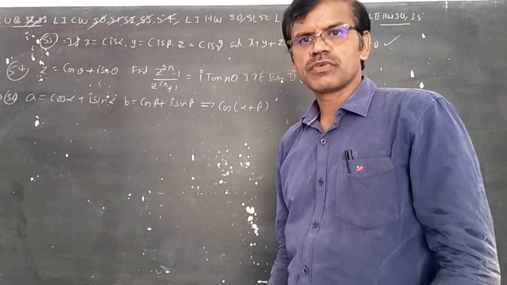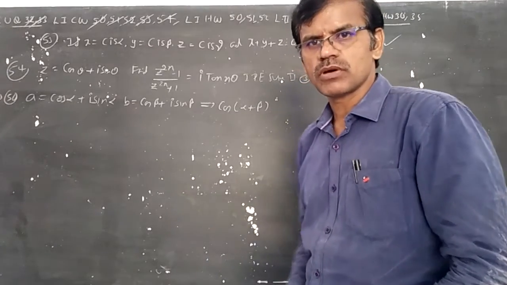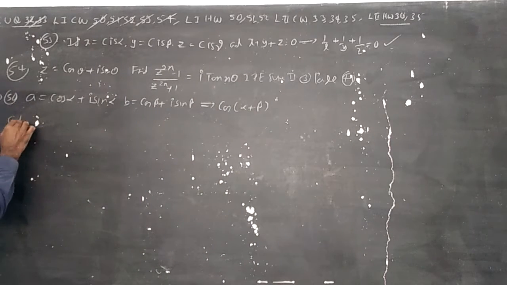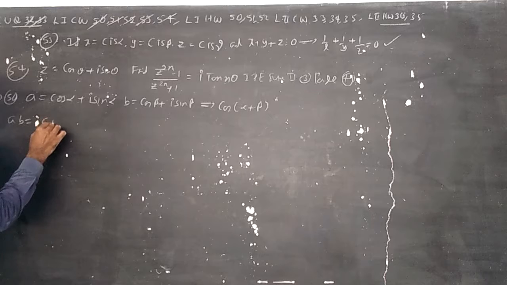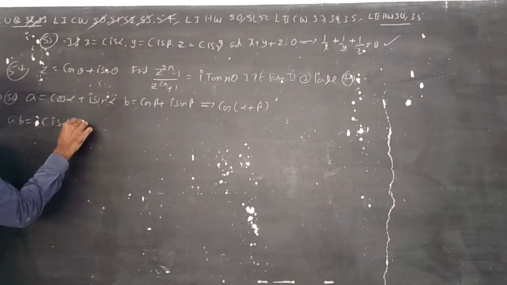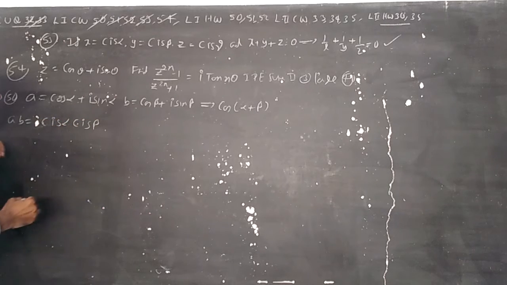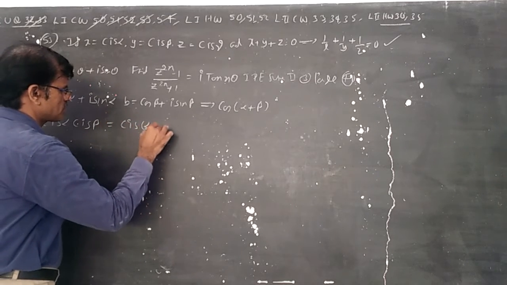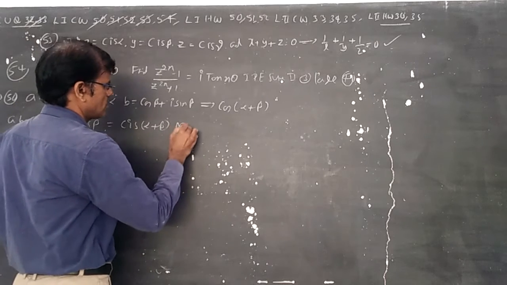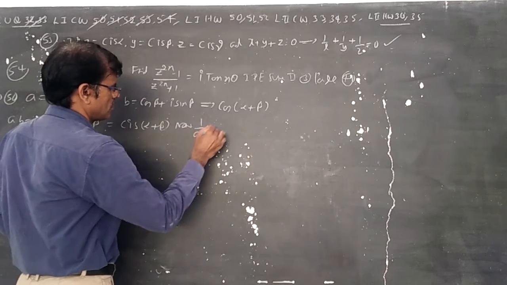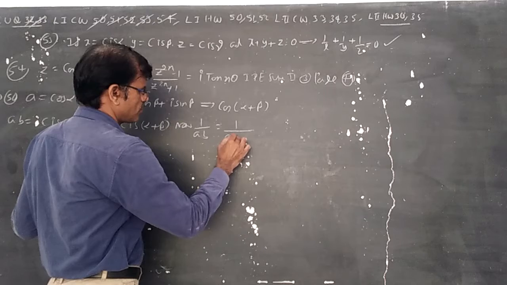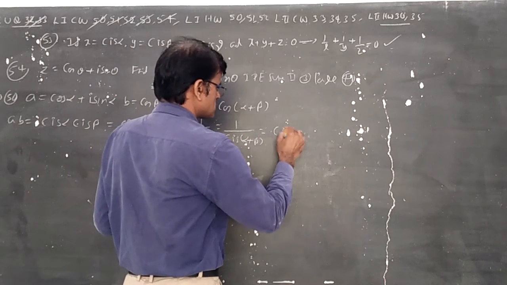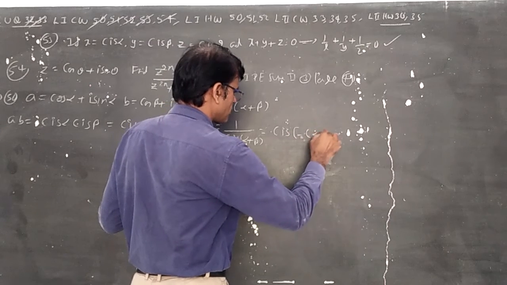Cos, we need. So whenever we need cos, we get real numbers, so we should add two numbers. What are the two numbers? Consider AB. AB is equal to cis alpha dot cis beta, that is equal to cis of alpha plus beta. Now 1 by AB, so 1 by cis of alpha plus beta, that means cis of minus of alpha plus beta.